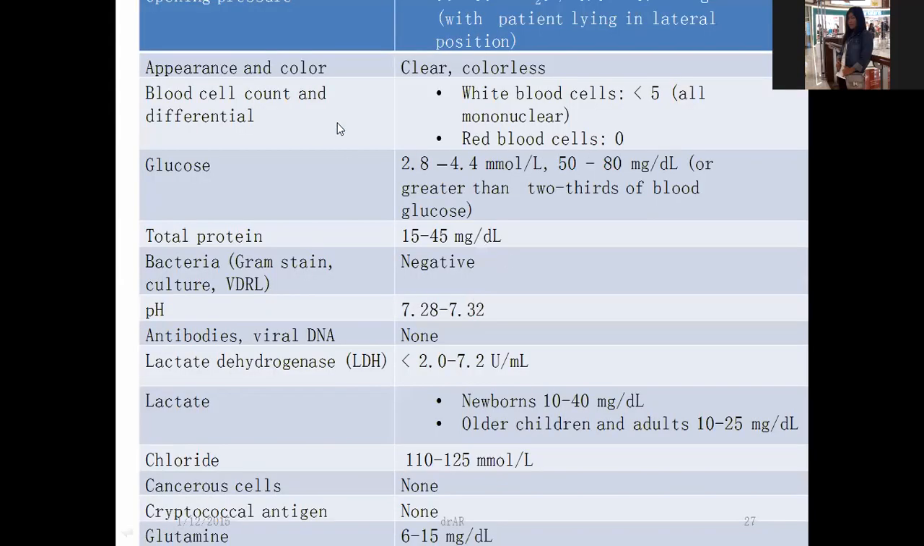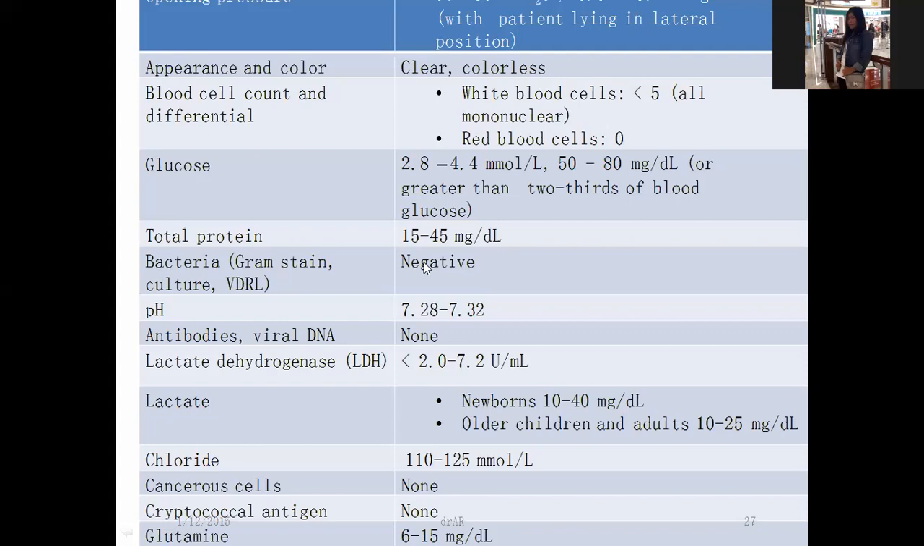And now these are some of the pressures that we measure. The opening pressure will be around 130 to 180 when the patient is lying in the lateral position. The appearance and color of the CSF will be colorless, very clear. The blood cell count and differential count will cover the white blood cells and the red blood cells. And then the glucose will be around 2.8 to 4.8 millimole per liter.